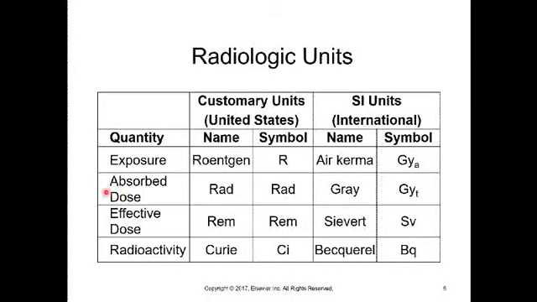Then you've got your absorbed dose, which we talk about for the patient, which is in rads in the US, or grays in SI units. Your effective dose, which is for the occupational worker, those are in REMs, radiation equivalent man, or your SI unit, which is the sievert. And then you've got your radioactivity again, which is named after our friend Marie Curie, and the SI unit for that is the becquerel.